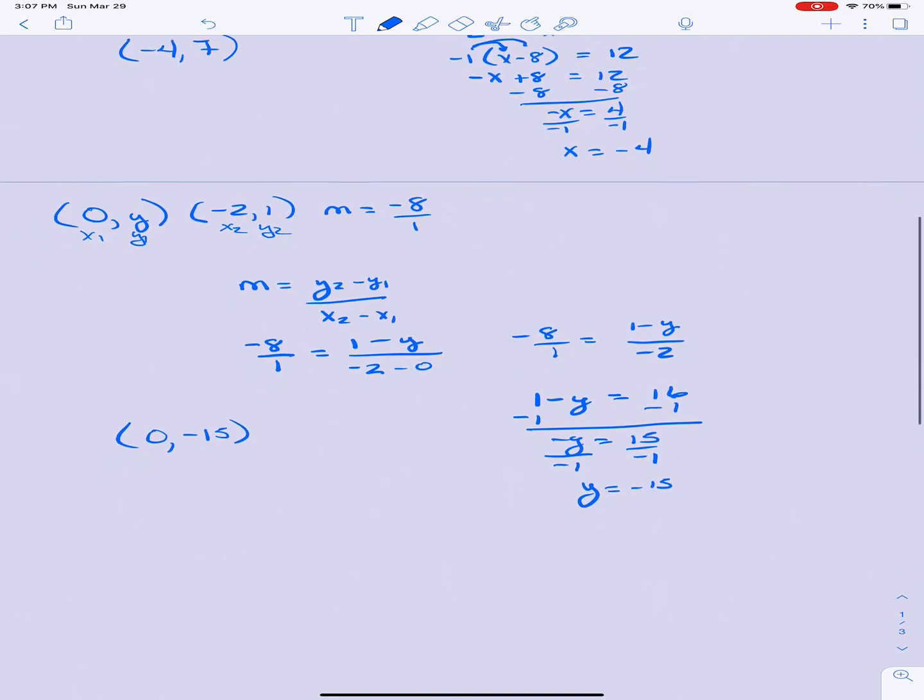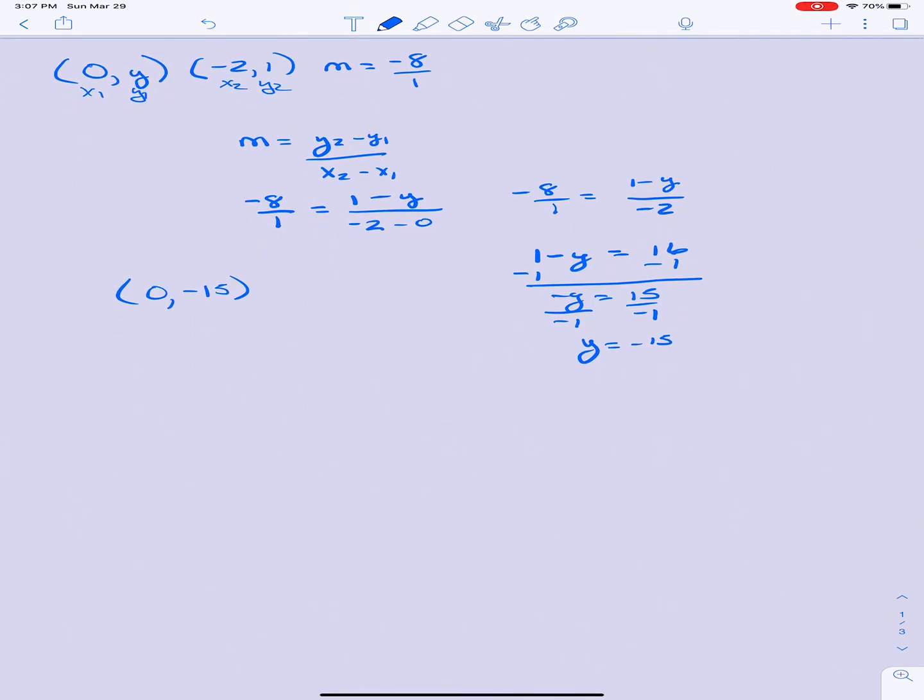Subtract 1 from both sides. Negative y equals 15. Divide by negative 1. So y is equal to negative 15. And our missing point is going to be 0, negative 15. Okay, let's do one last one.